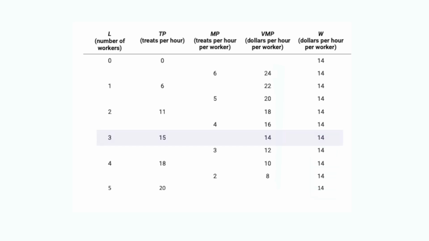VMP equals the wage rate when 3 workers are hired. We have to calculate the profit too. Profit equals total revenue minus total cost. Total revenue is the product of the quantity of treats sold and their price, and total cost is the product of the number of workers hired and their wage rate.